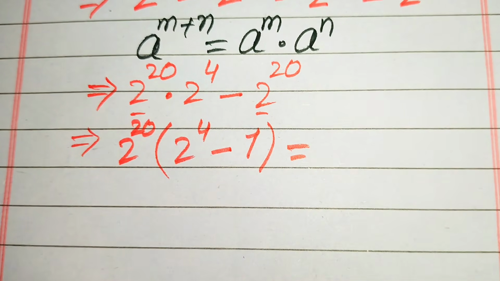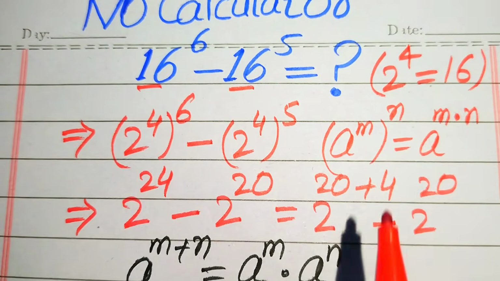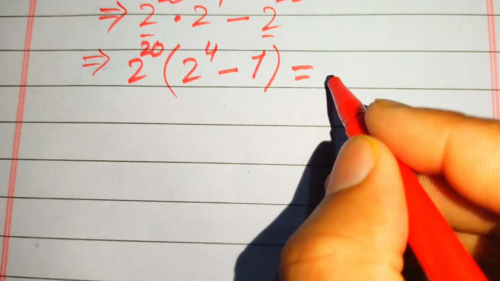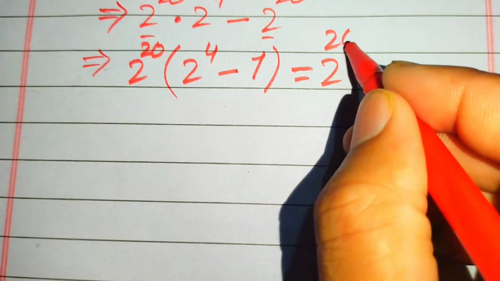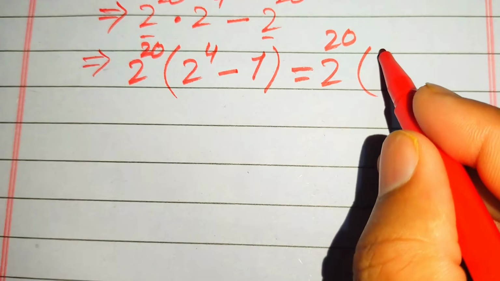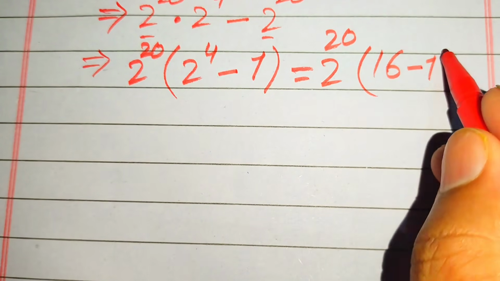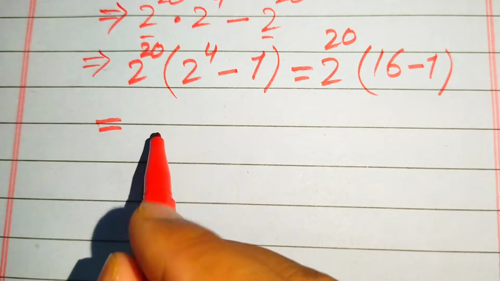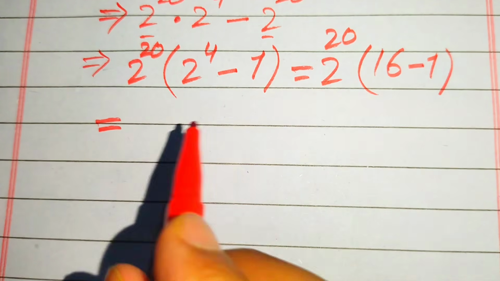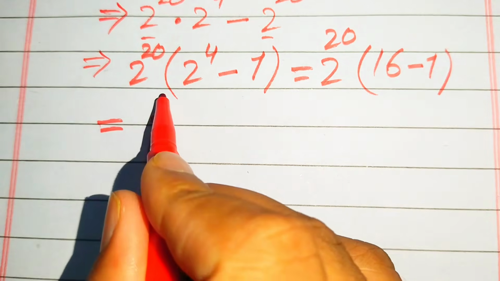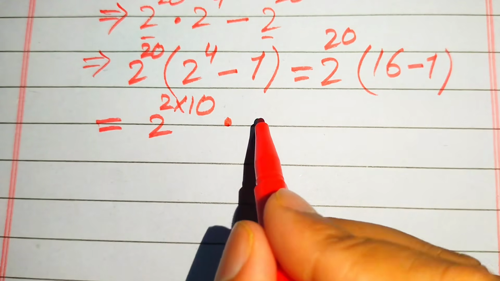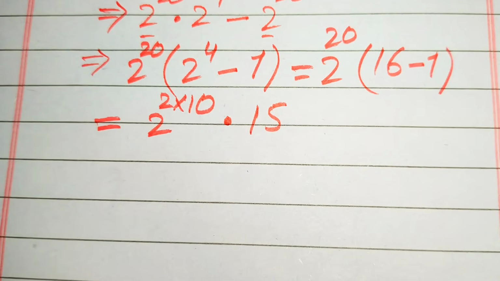And now, as at the start of the problem, we know that 2 to the power of 4 is equal to 16. So we back substitute this value, and we get 2 to the power of 20 times 16 minus 1. In the next step, we break this 20 in the form of 2 multiplied by 10, and 16 minus 1 becomes 15.